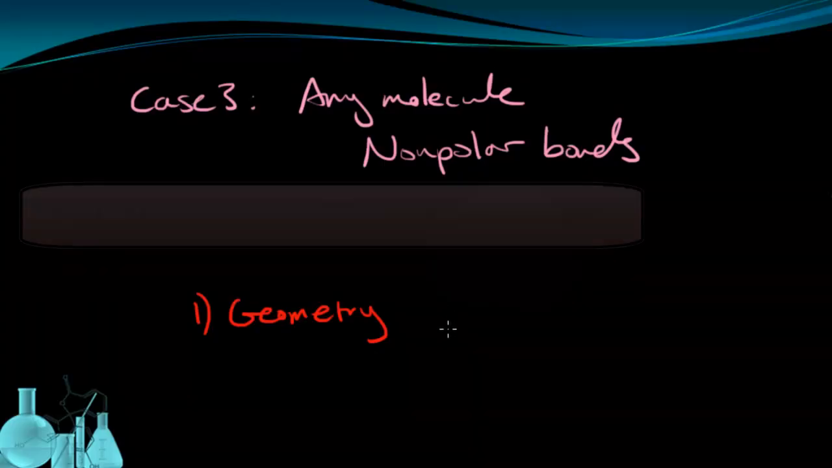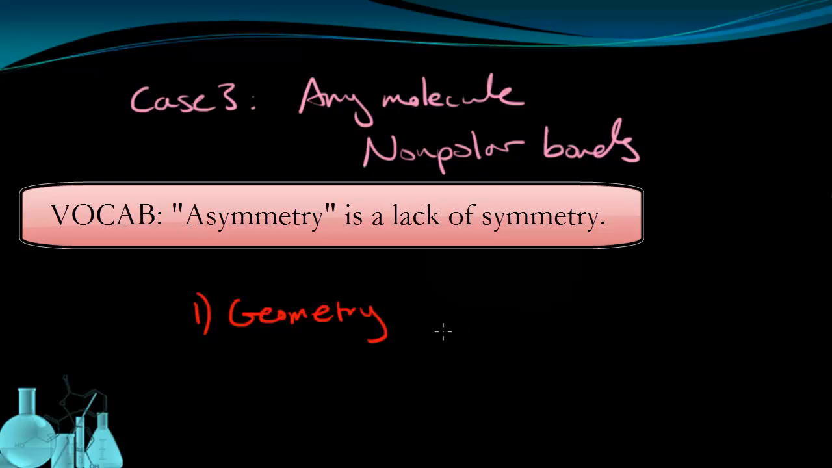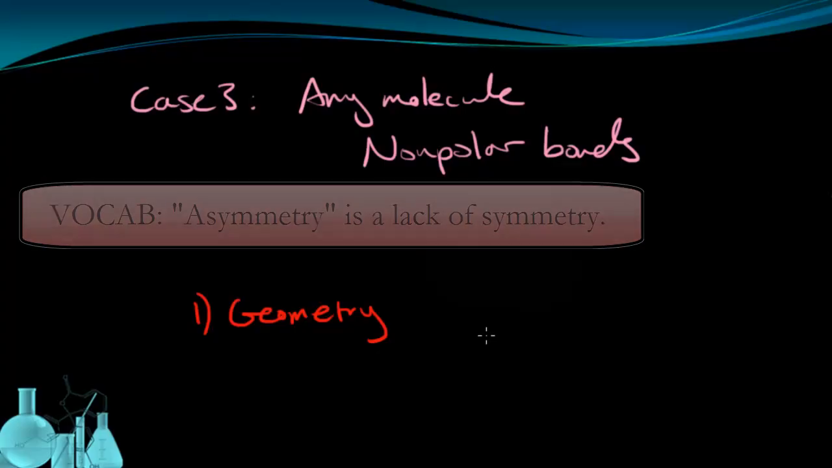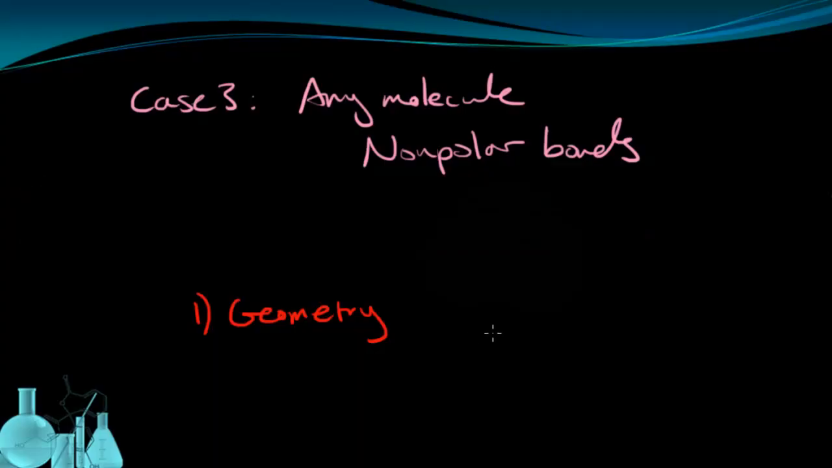If a molecule has a lack of symmetry in the way the charges are distributed, or any kind of partial negative, partial positive regions, it's going to be a polar molecule. So let's put symmetry there as a way of remembering what we're looking for. And symmetry equals nonpolar for the molecule type.